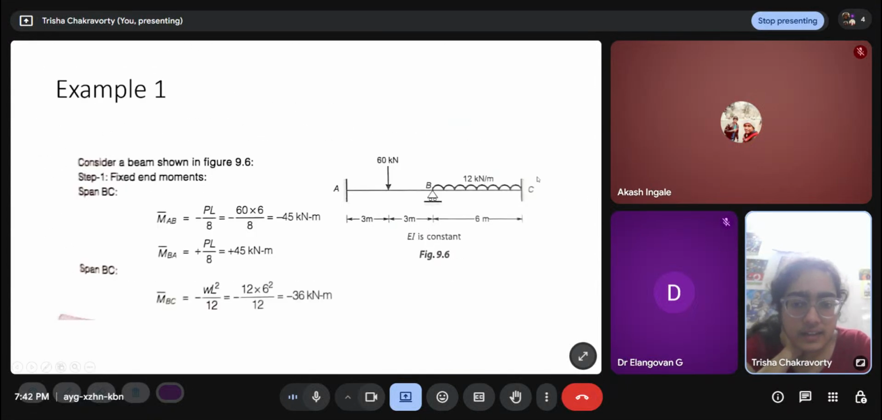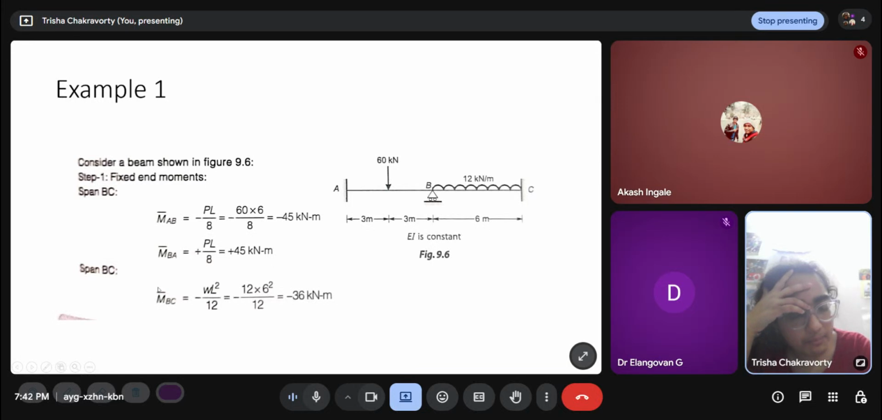Now I will look at the spans separately. I will look at AB first and BC later. Forget about BC now. I'm looking at AB, and in AB I see a point load at the center. So the fixed end moment MAB bar will be minus PL by 8, where L is 6 here, so 60 into 6 by 8. And MBA bar is plus PL by 8. And for span BC, I will use the formula minus WL square by 12 and plus WL square by 12.